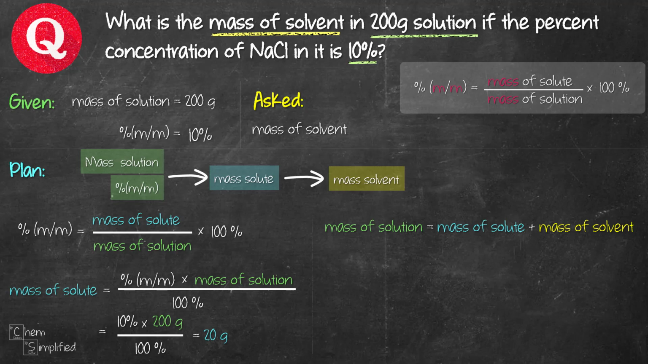Now that we have the mass of the solute and we also have the mass of the solution, we're now ready to figure out the mass of the solvent. Since we're figuring out the mass of the solvent, we're going to rearrange the formula, and that's going to give us mass of solvent equals mass of solution minus the mass of the solute. So we plug in 200 grams for the mass of the solution and 20 grams for the mass of the solute, and that gives us 180 grams for the mass of the solvent. So with that, we've used the percent mass concentration formula to figure out the mass of the solvent.